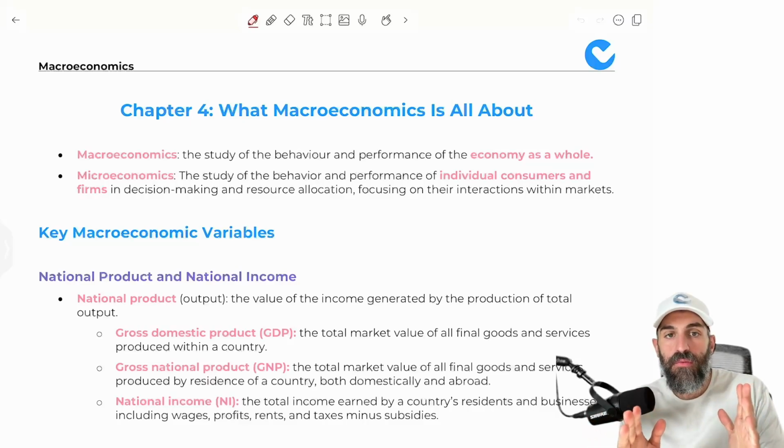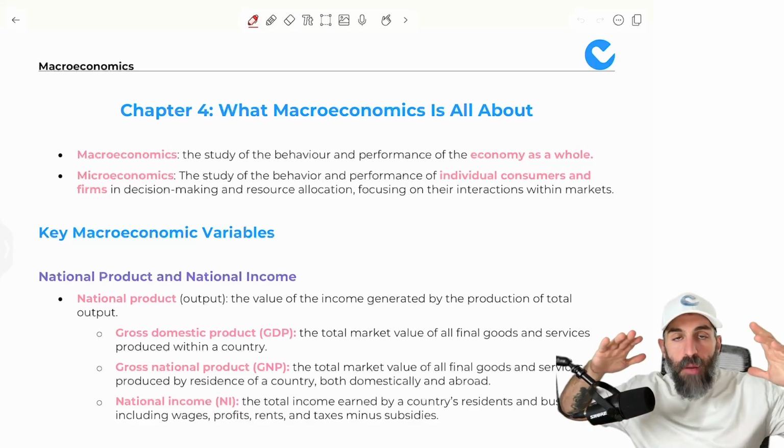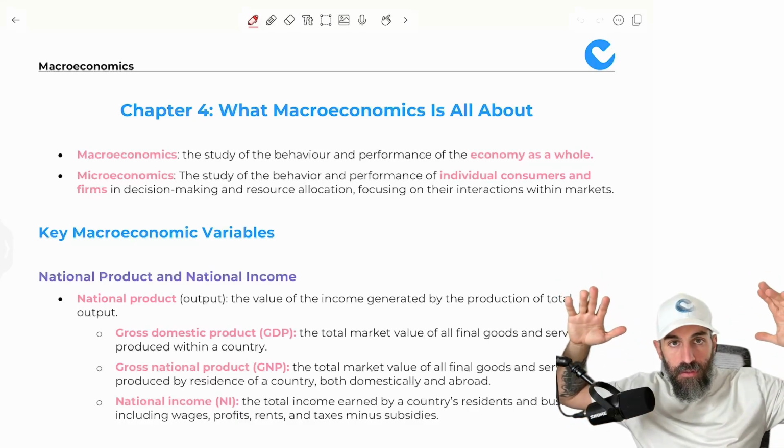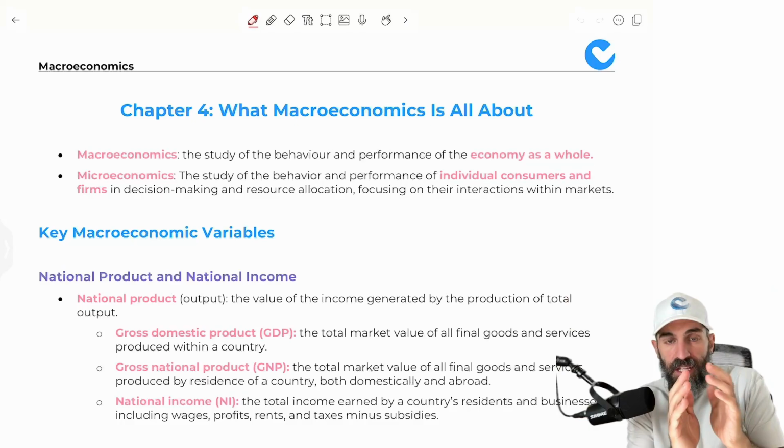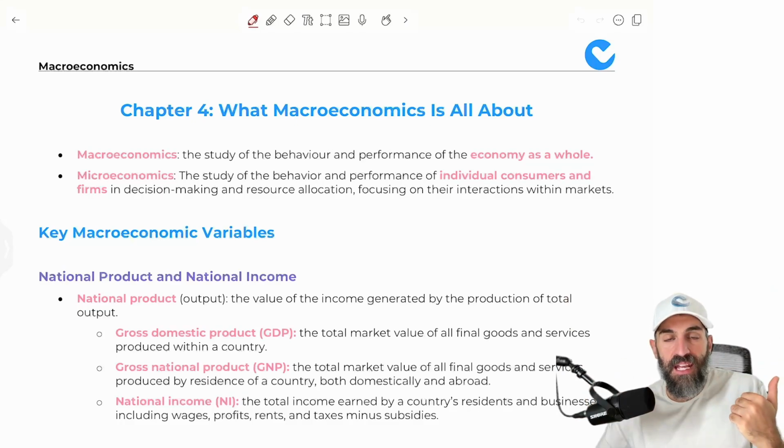The word macro means big, and the word micro means small. So when we're talking about macroeconomics, we're looking at economics at a very high level. And microeconomics, we're looking at a very small level. For example, microeconomics would be looking at the economics of an individual person or an individual firm or company. How did they behave? And what are the economics there?